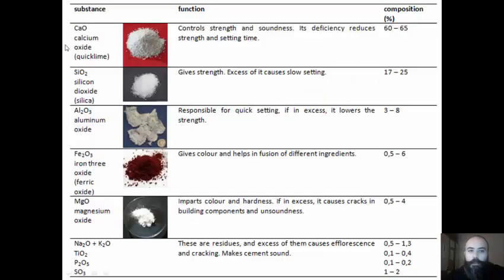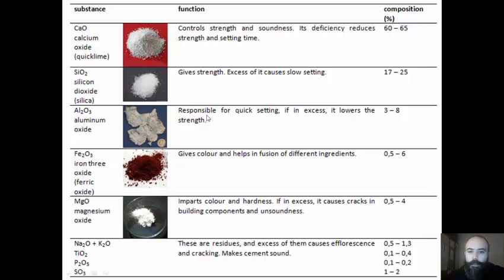We have calcium oxide, quicklime, in the cement in proportions of 60 to 65%. It controls strength and soundness. Its deficiency reduces strength and setting time. Also, we have silicon dioxide, which gives strength to cement. Excess of it causes slow setting, and it should not exceed 25%.